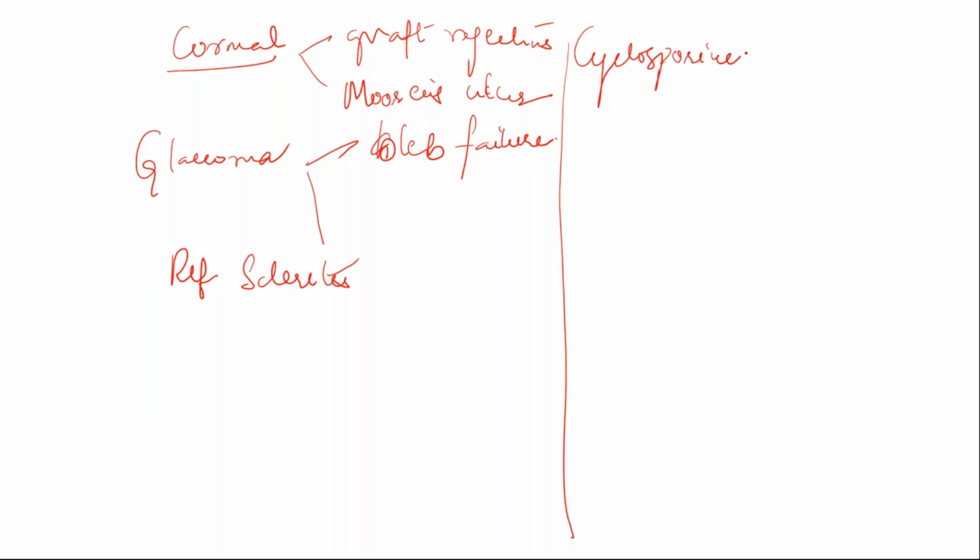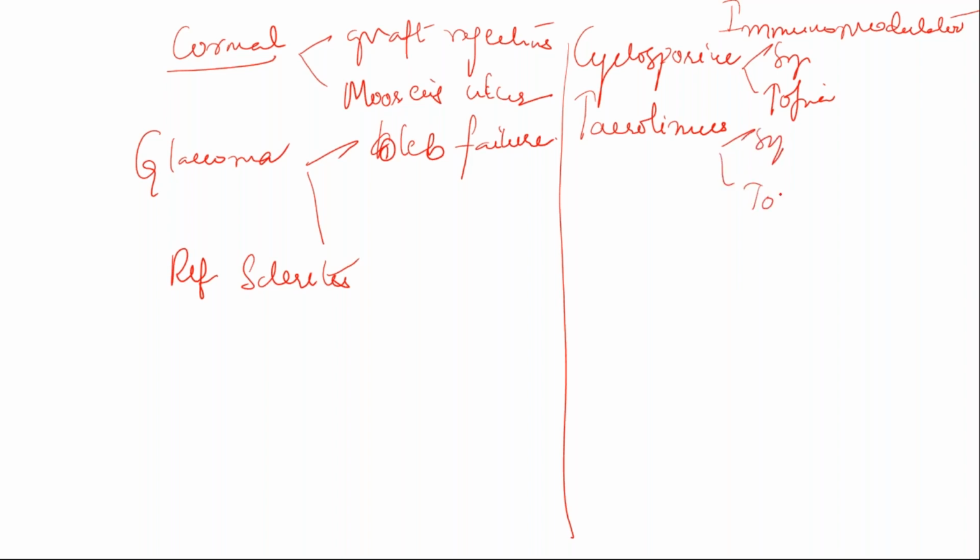Okay, so cyclosporin, this is the most important drug we use in ophthalmology. These come under immunomodulators. The immunomodulators we are using are cyclosporin and tacrolimus. Cyclosporin you can use both systemically and topically. Tacrolimus also, both systemic and topical.